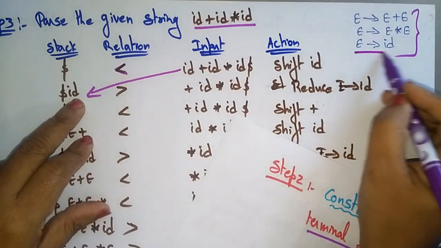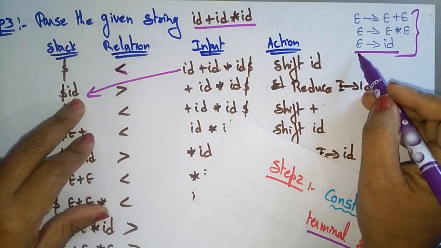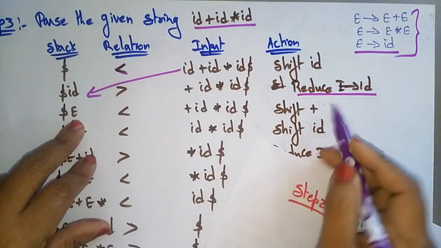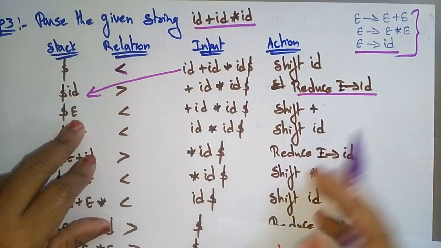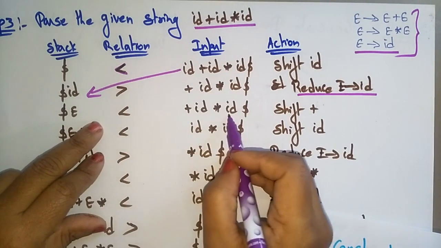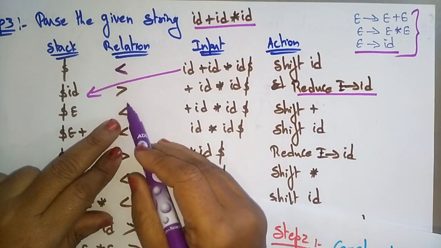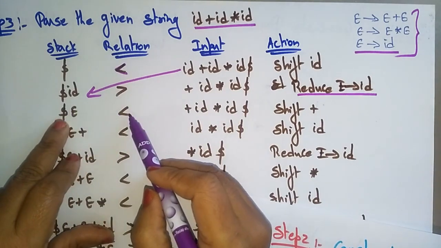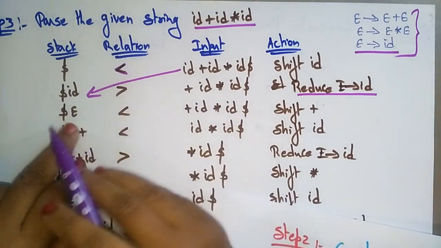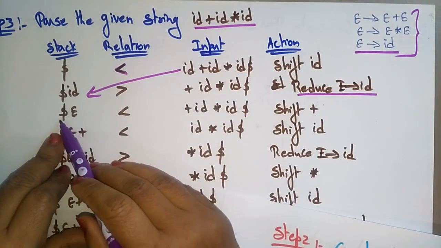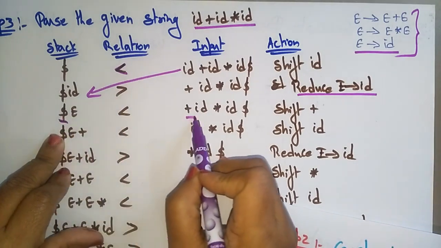So what is ID? ID is replaced with the non-terminal E. So reduce E produces ID. So replace ID with E. So E less than plus ID star ID and dollar. So here why have I taken less? Because you have to check the relation table only with the terminals, not with the non-terminals.